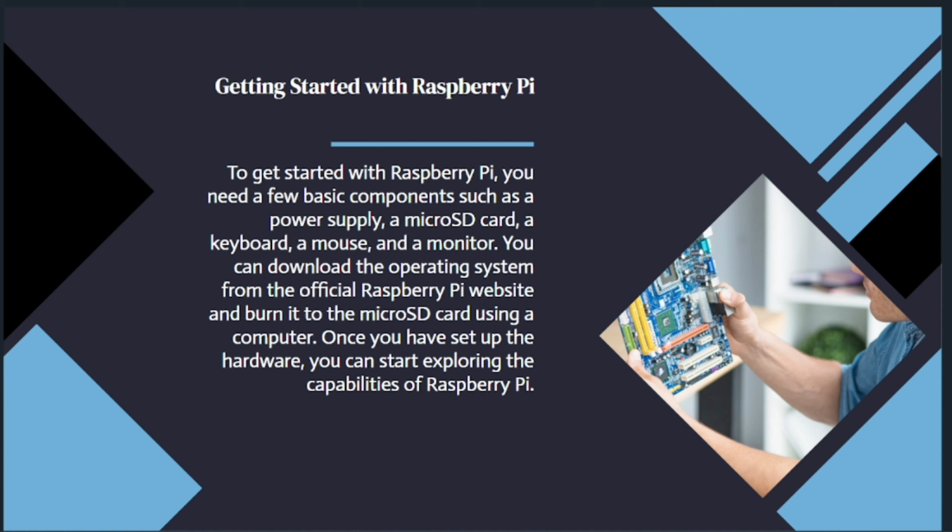You can now download the Raspberry Pi operating system from the official website and burn it onto your micro SD card using your computer. Now you can set up the hardware, and once your hardware is set up, you can start exploring the Raspberry Pi and make beautiful Raspberry Pi projects.